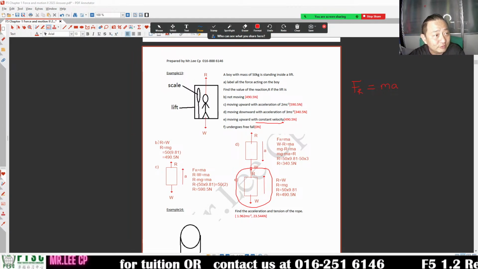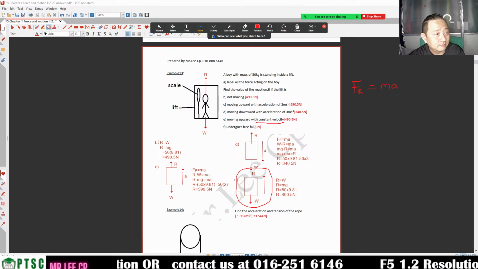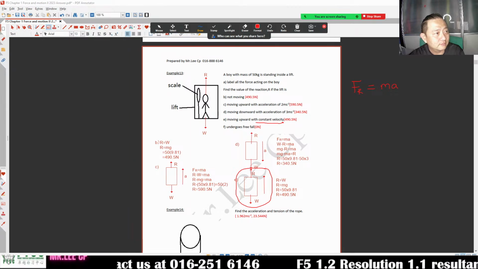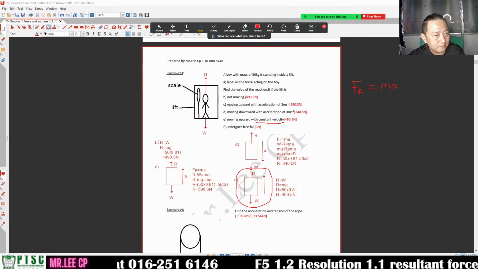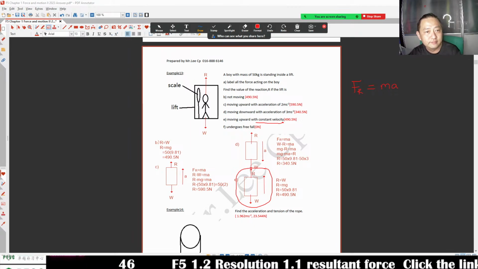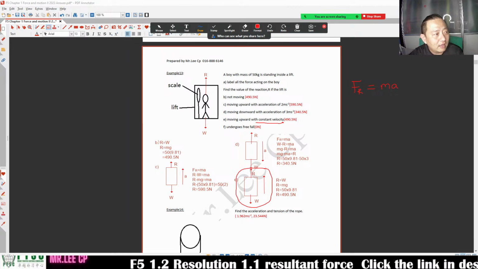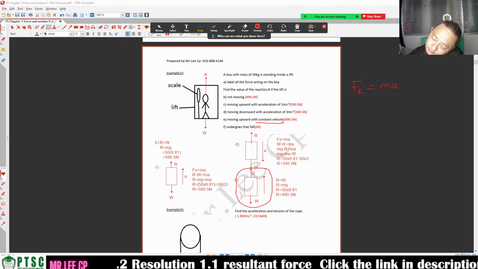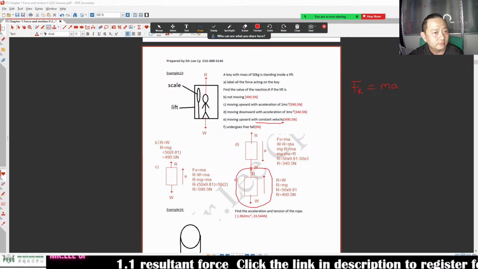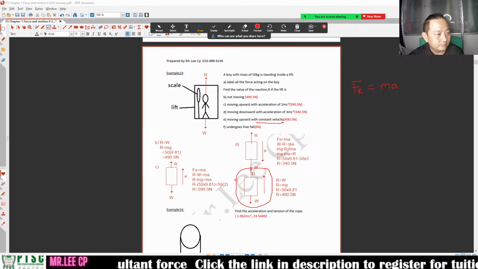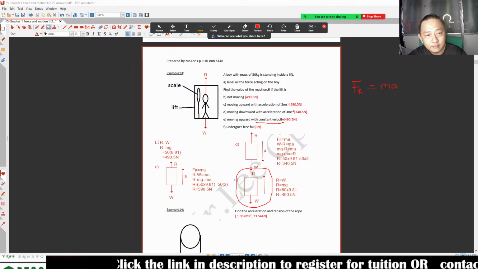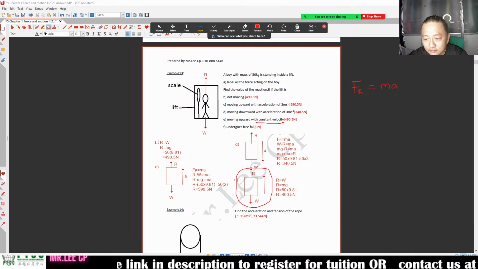If it is moving upward with constant velocity, is W bigger or R bigger? I'm waiting for you. Two watts. How about others?